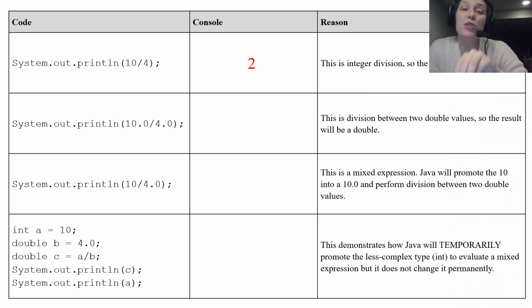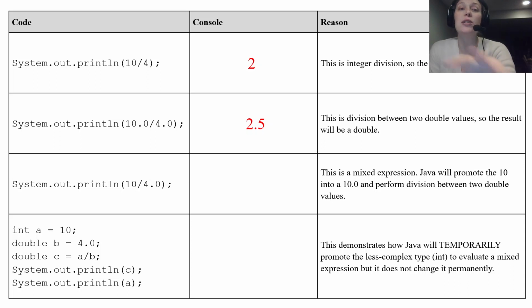Okay. When the result is a double, that means that the division is performed as you would expect. If you take 10 divided by 4 on your calculator, you would expect to get 2.5, right? And because the result is a double, that's exactly what you're going to get printed to the console, because it's division between 2 doubles. Okay.